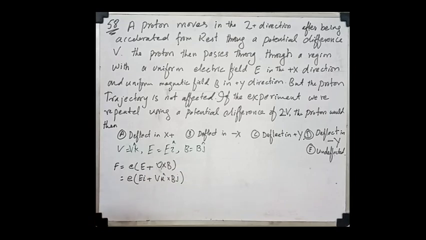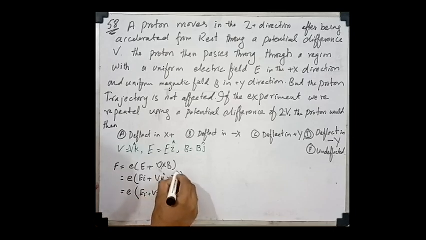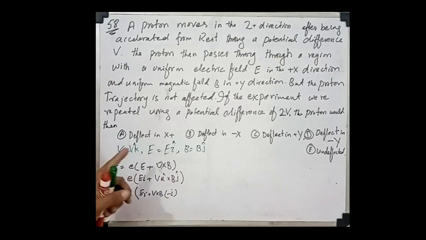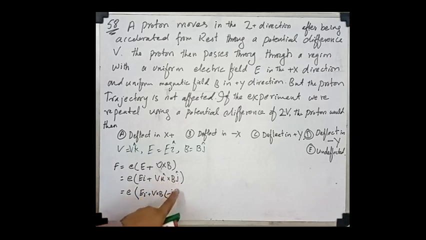So v cross B will give us a product. This is equal to the charge e times E i, plus v cross B. Now k cross j will give us minus i, following j, k, i order. This is a reverse order. So k cross j will give us the third unit vector i, but in the negative direction. So the force will be equal to charge into electric field minus the product of velocity and magnetic field, but in the i direction.